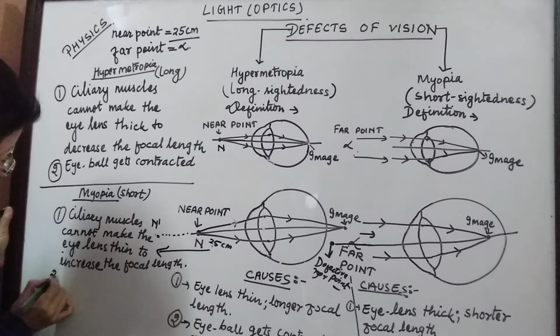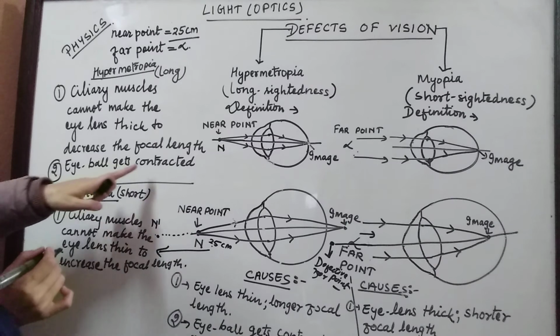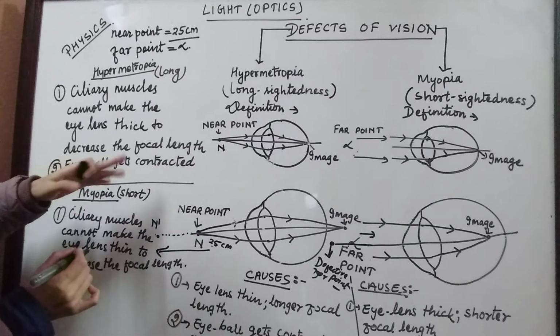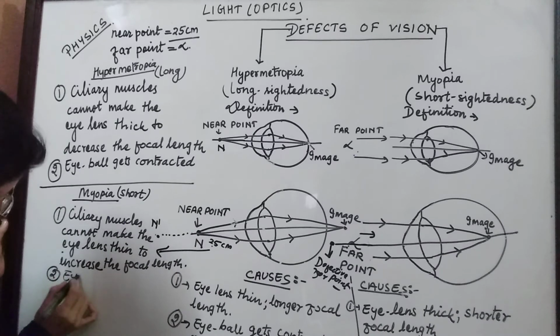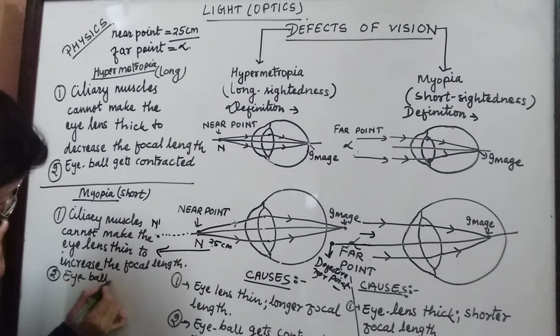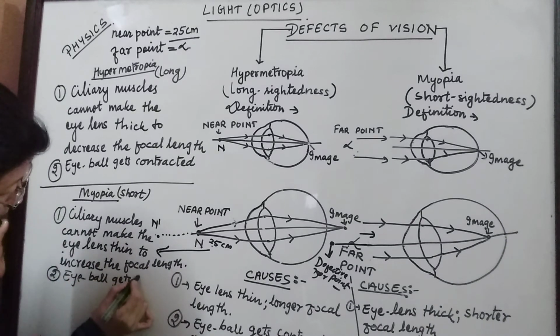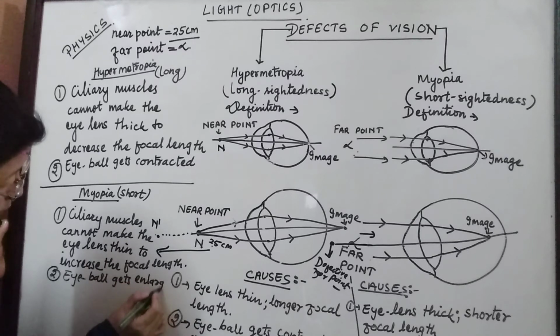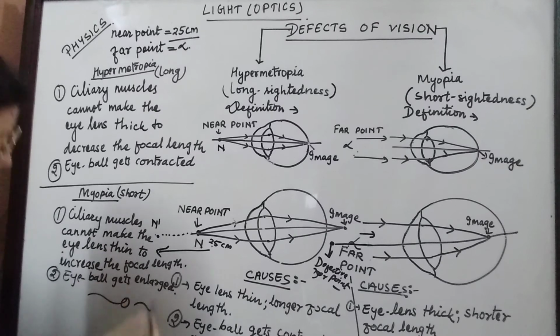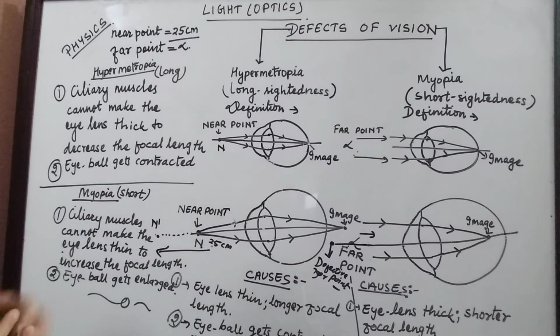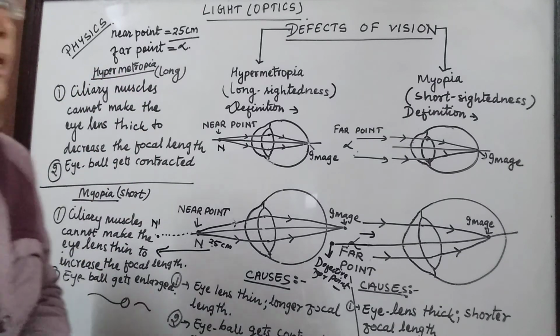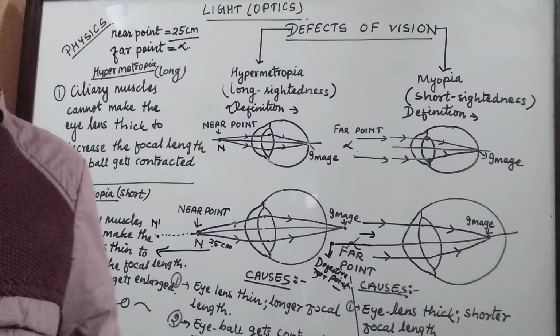And the number two reason is, there the eyeball gets contracted, and on this side the eyeball gets enlarged. Enlarged means bigger, elongated. So these are the causes of hypermetropia, and this is myopia. Now in the next part we'll see remedies of defects of vision.